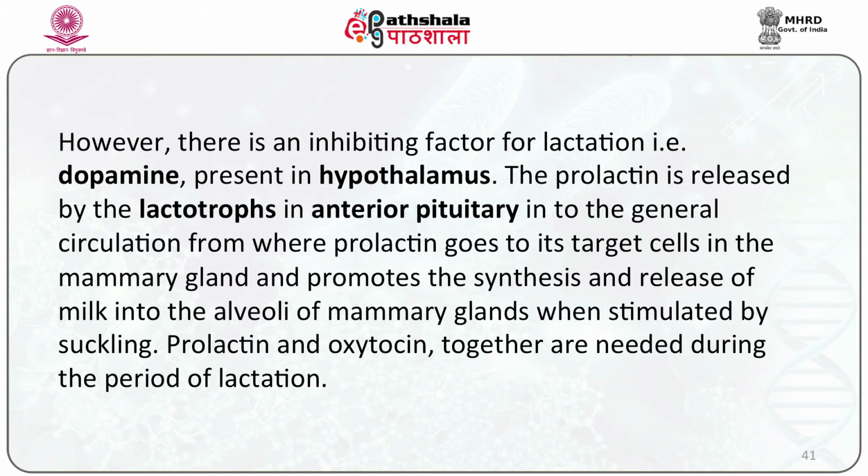Prolactin is released by the lactotrophs in the anterior pituitary into the general circulation, from where prolactin goes to its target cells in the mammary gland and promotes the synthesis and release of milk into the alveoli of mammary glands when stimulated by suckling. Prolactin and oxytocin together are needed during the period of lactation.